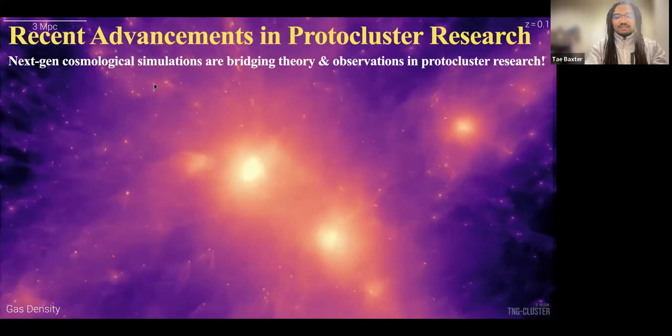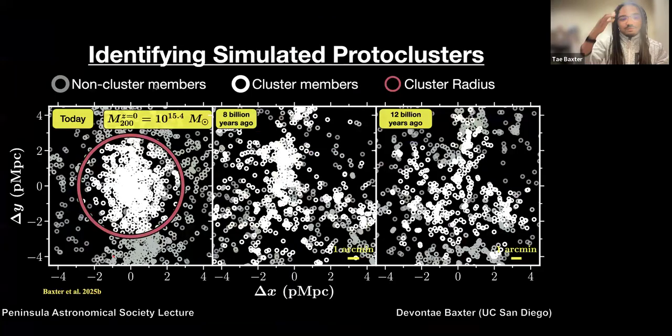So with this data, what I've done in a recent paper was start off with a cluster today. This plot is just showing the X and Y position of all these galaxies, shown in white, that are part of a cluster. And then I can basically look back in time and see where these galaxies were 8 billion or 12 billion years ago. So this is during the protocluster stage, the stage prior to collapse.